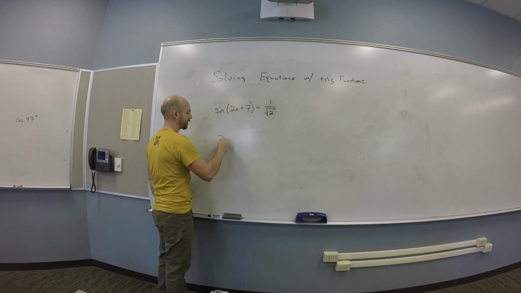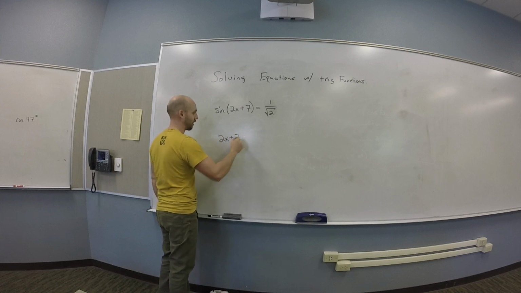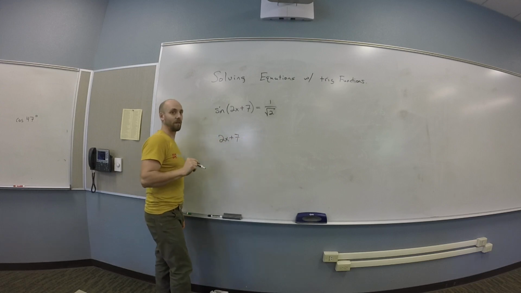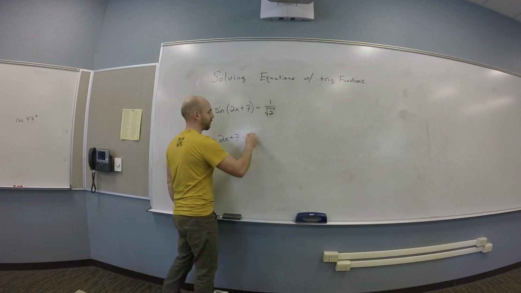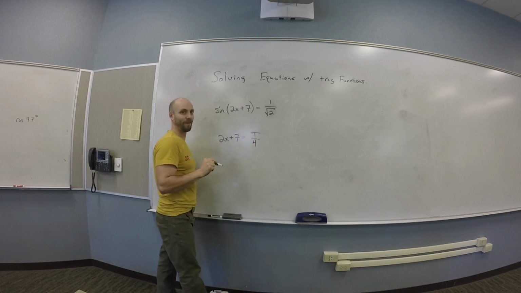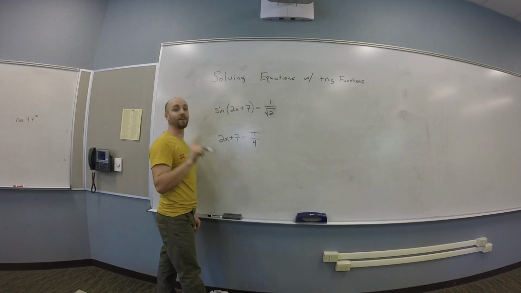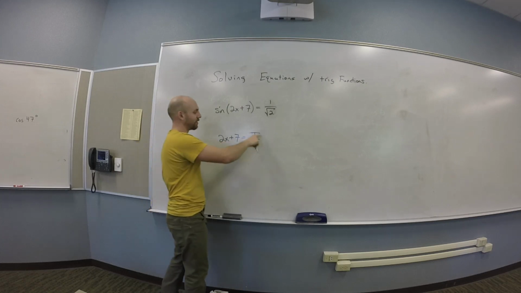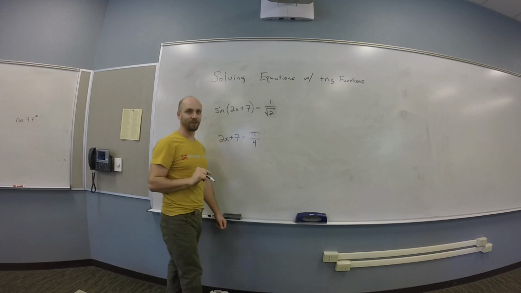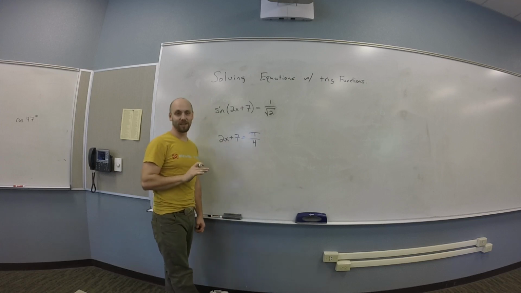Okay, so 2x plus 7 has to equal pi over 4. It's weird to put things in radians, but if this was degrees, you'd need the little circle symbol. In radian land, just leave it. Okay.